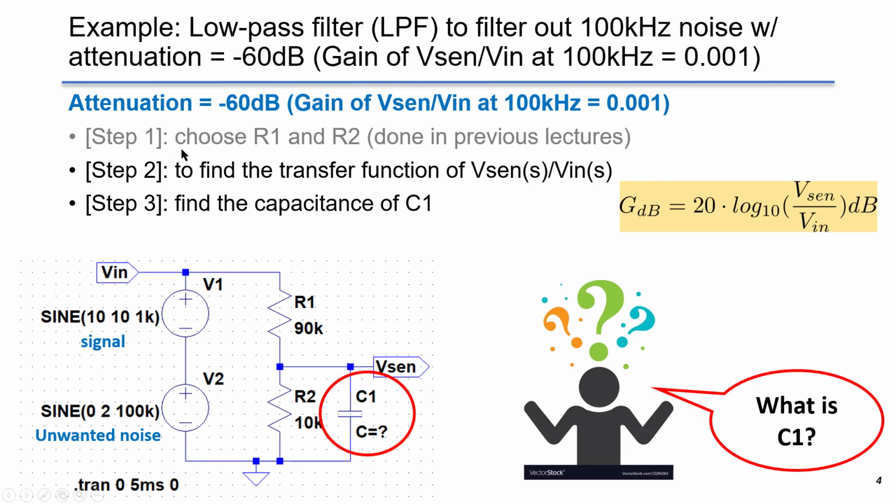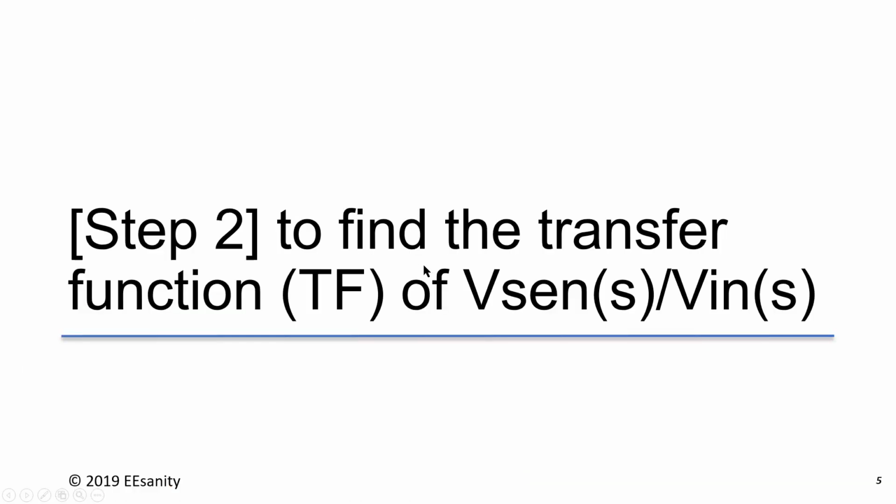There are several steps. The first one is to choose R1 and R2, which has been done in previous lectures. Step 2 is to find the transfer function of Vsen over Vin in the S variable, which is in the frequency domain. The last step is to find the capacitance of C1 based on the transfer function. To find the capacitance C1, we should go to the second step, which is to find the transfer function TF of Vsen over Vin.